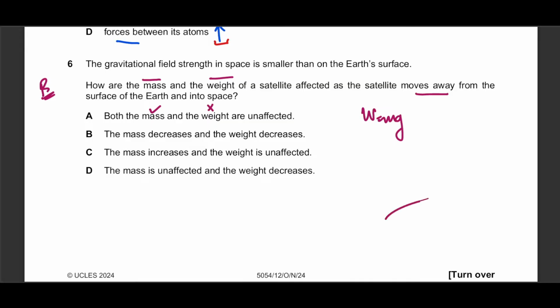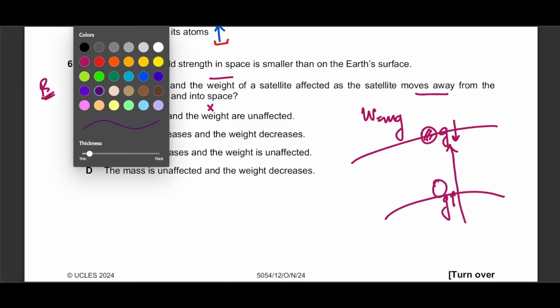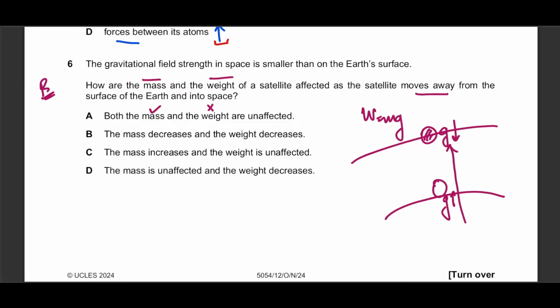Now, as you move away from the surface of the Earth, the gravitational strength at the surface is higher. But if you move away from the surface of the Earth, the gravitational field strength at this point will be lower because the gravitational attraction at this point, while you're moving away, is a bit less. The reach of the Earth's gravitational field is a bit less, which means that the value of g is smaller. If the value of g is smaller, the value of the weight will also be smaller.